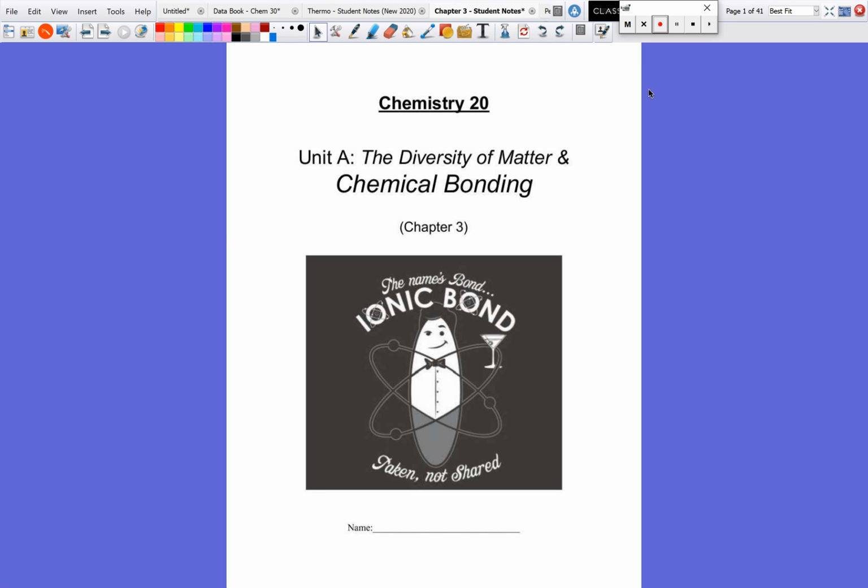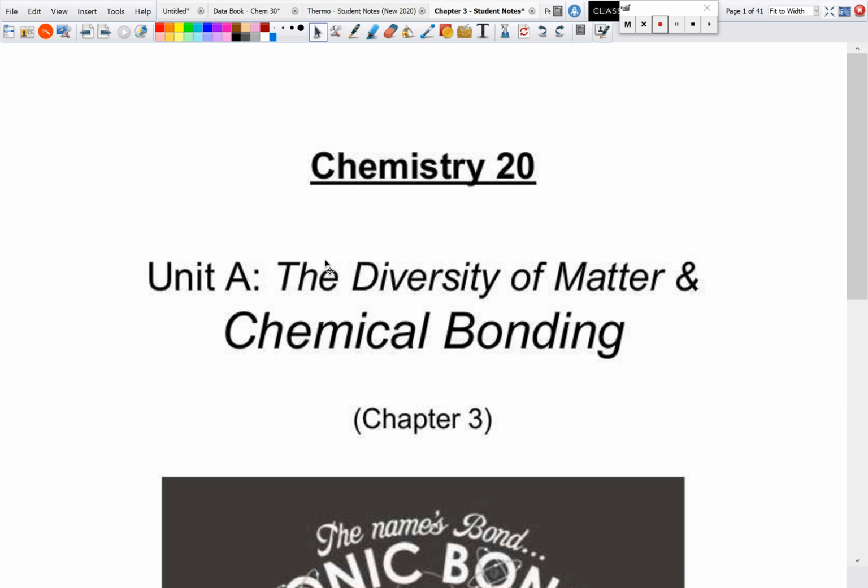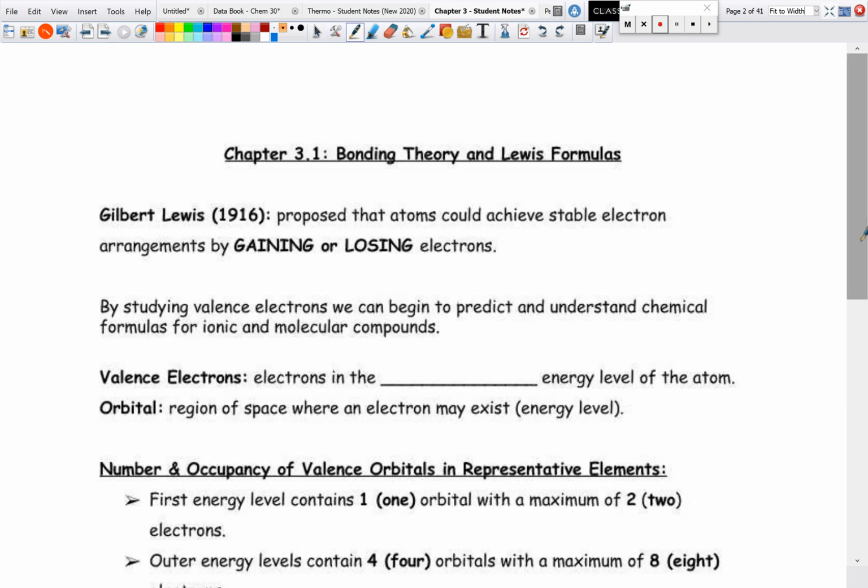Now, also with these, there's always going to be a workbook or a CYU, which stands for Check Your Understanding. You should make sure you have these and try these as well at the end of every section. So we're going to start with our introduction to diversity of matter, and for the most part, we're going to be looking at chemical bonding.